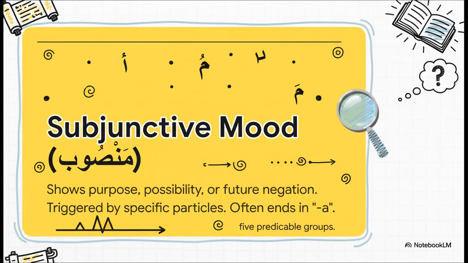Next on the list is the subjunctive, or mansub. Now, this mood doesn't just happen on its own. It gets triggered by very specific words, particles, that come right before it. And they're used to show things like purpose or, say, future negation. And that trigger word forces the verb's ending to change from that default u to an a. So, for example, lan yaqra'a means he will not read. You see that? That tiny vowel shift carries a ton of weight.